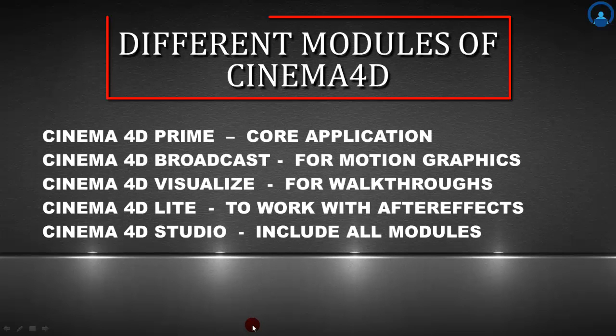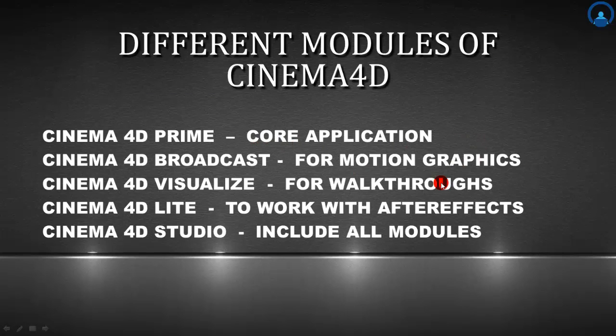There are different modules available in Cinema 4D. First is Cinema 4D Prime. It's a very basic application for startups. Artists who don't have much experience with any other 3D software can start with Cinema 4D Prime. The next one is Cinema 4D Broadcast. It's especially for motion graphics, the kind we see on television, teasers, and trailers. Lots of things can be created by using Cinema 4D Broadcast.